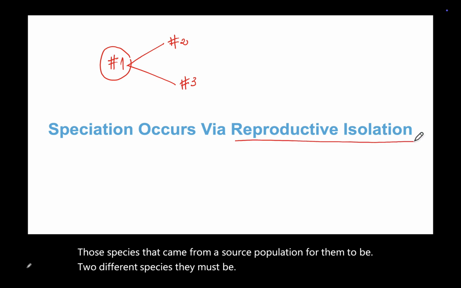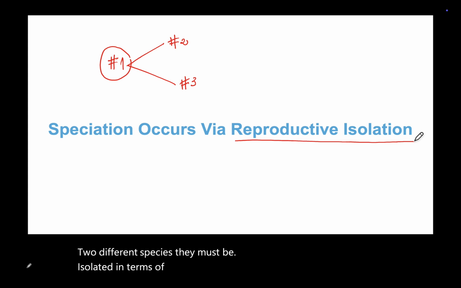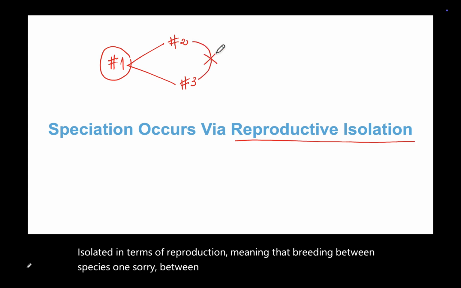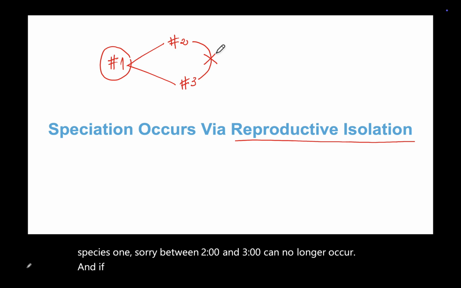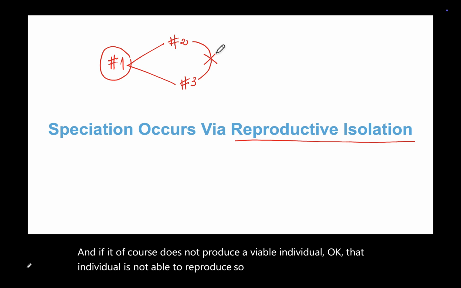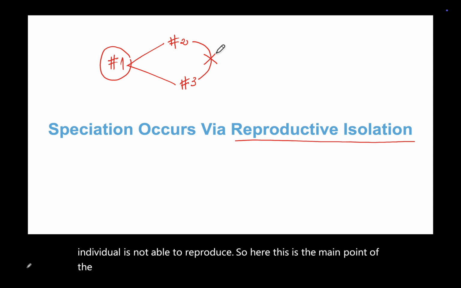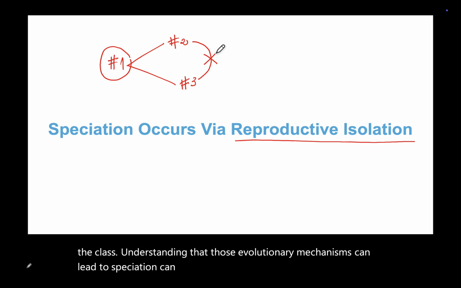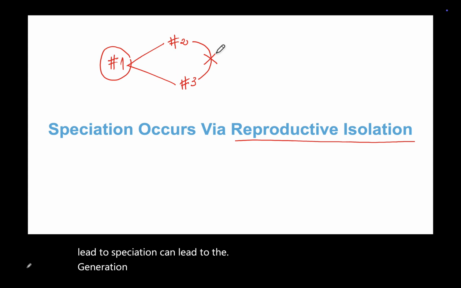Those species that came from a source population, for them to be two different species, they must be isolated in terms of reproduction, meaning that breeding between 2 and 3 can no longer occur. And if it occurs, it does not produce a viable individual. Okay? That individual is not able to reproduce. So here, this is the main point of the class: understanding that those evolutionary mechanisms can lead to speciation, can lead to the generation of different species.